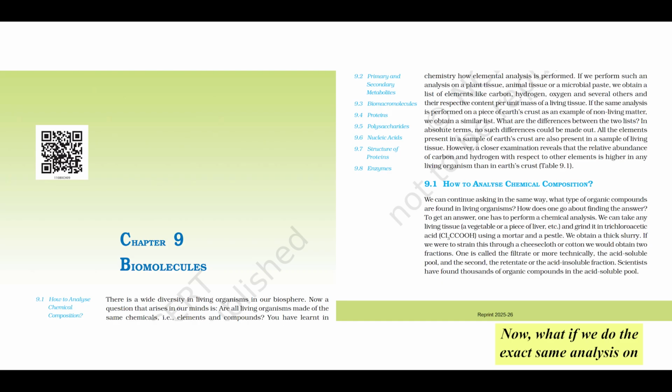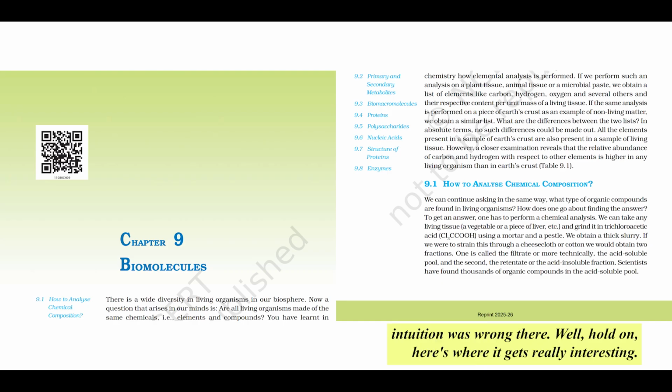Now, what if we do the exact same analysis on a non-living sample? Let's say a chunk of the Earth's crust. What do we find? The same elements? Interestingly, yes. A remarkably similar list. In absolute terms, there isn't a single element found only in living things and nowhere else. Every element in the Earth's crust can also be found in living tissues. Oh, okay. So that intuition was wrong then.